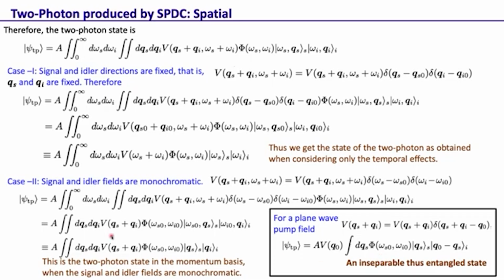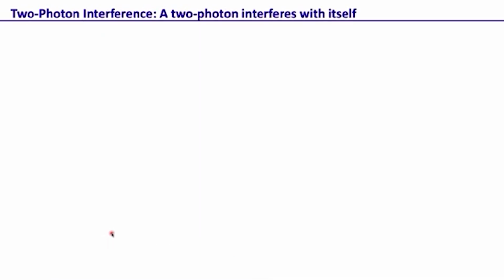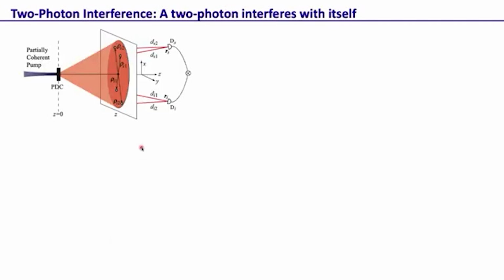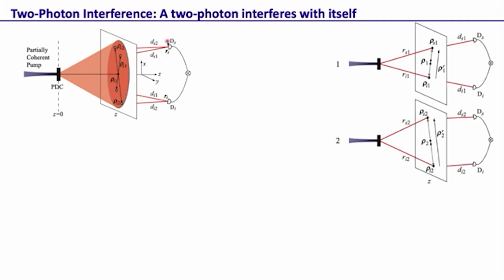Okay, so now that we have derived the two-photon state, let's look at the two-photon interference effect that one can see with these kind of states. So here is a generic two-photon interference setup. Here we have a partially coherent pump, so it need not be a fully coherent pump. The partially coherent pump produces down conversion, so signal and idler fields get produced. These fields then go through this screen which has these 4 apertures, 4 holes, and the experiment is arranged in such a way that the signal and idler photons can go to these detectors in 2 different alternative ways.